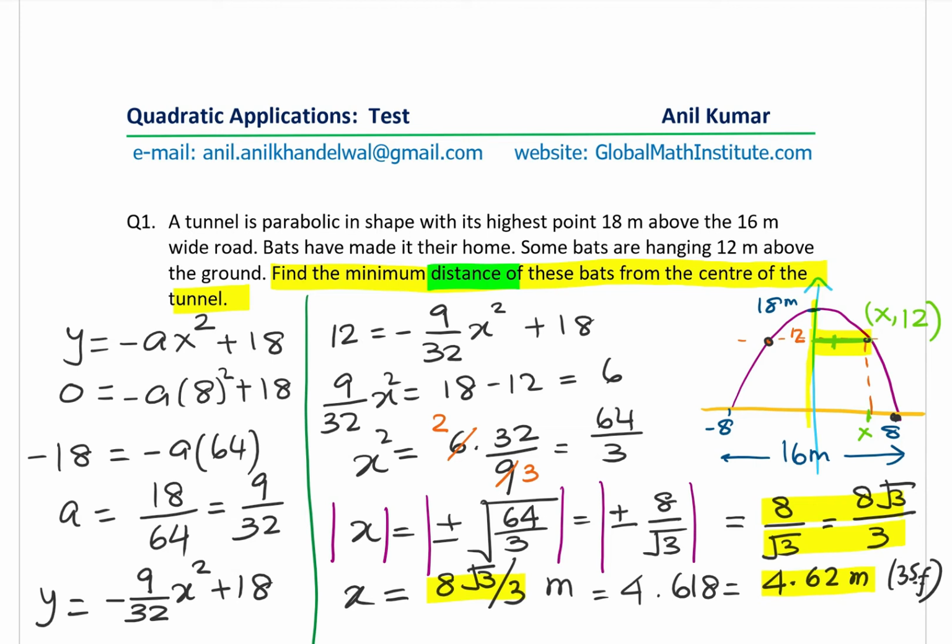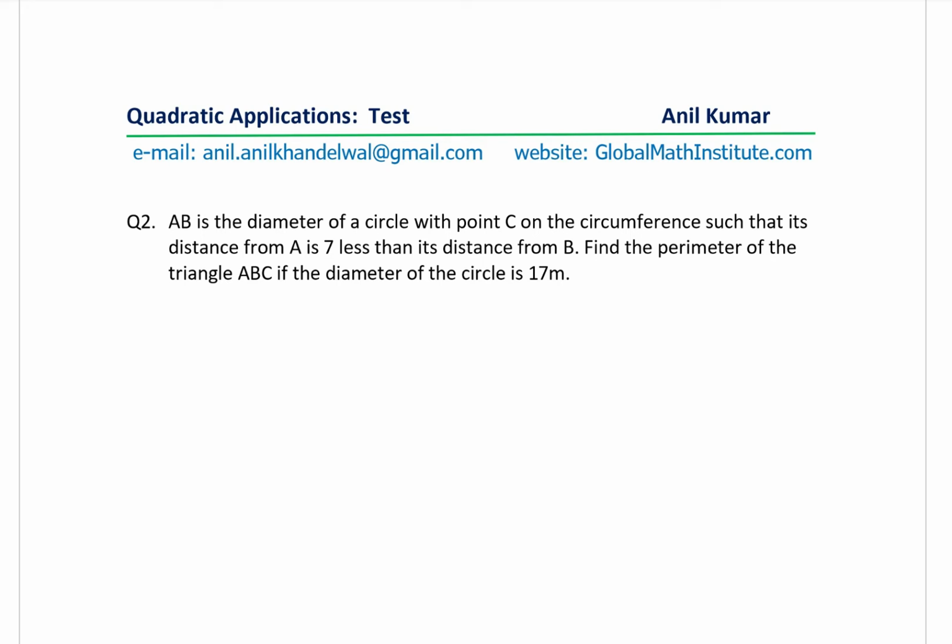Now let's look into the second question, which is: AB is the diameter of a circle with point C on the circumference such that its distance from A is 7 less than its distance from B. Find the perimeter of the triangle ABC if the diameter of the circle is 17 meters. So let's try to sketch a circle and then we will see how to do it, right? So let me draw a circle first and then we'll figure it out.